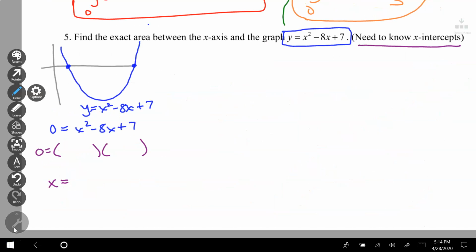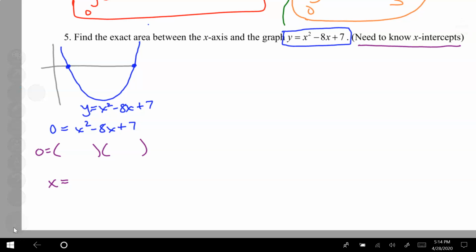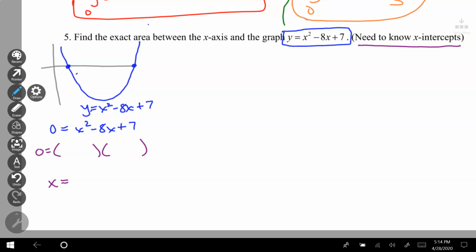So I want to find the exact area between the x-axis and the graph y equals x squared minus 8x plus 7. I need to know the x-intercepts. I have to know where they intersect. So I'm trying to find this area inside of here. So I set this equal to 0. I have to factor this. Not a lot of choices for 7. x minus 1, x minus 7. We'll give them a negative in the middle. So I have 1 and 7 as the x-intercepts. So this is 1 and this is 7.